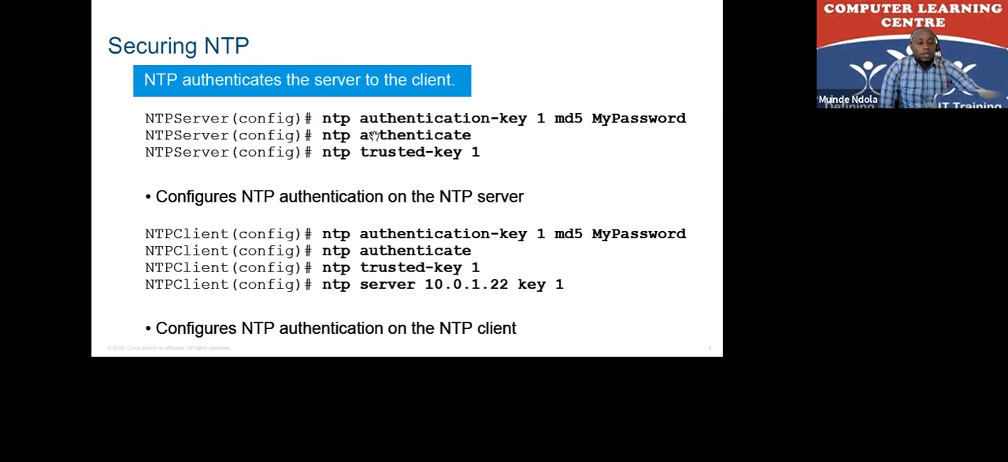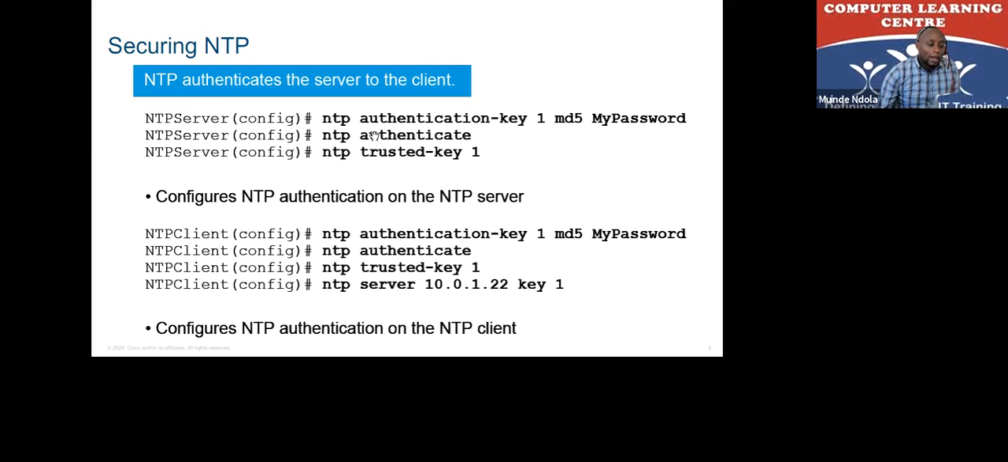So say ntp authentication-key 1 md5 mypassword. So my password now is your password. Then you say ntp authenticate, and ntp trusted-key 1. So which key do you want to trust? Okay. So in case even someone comes and creates other NTP servers or other authentications, they will not be trusted. So on the server, you just create the password and you create the trust.